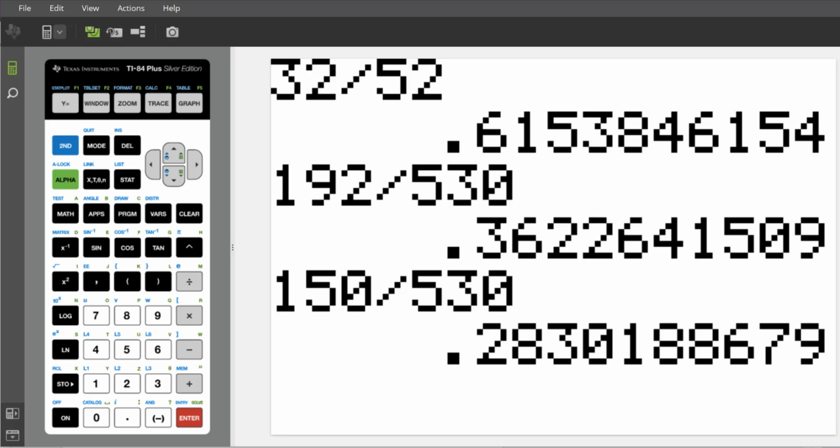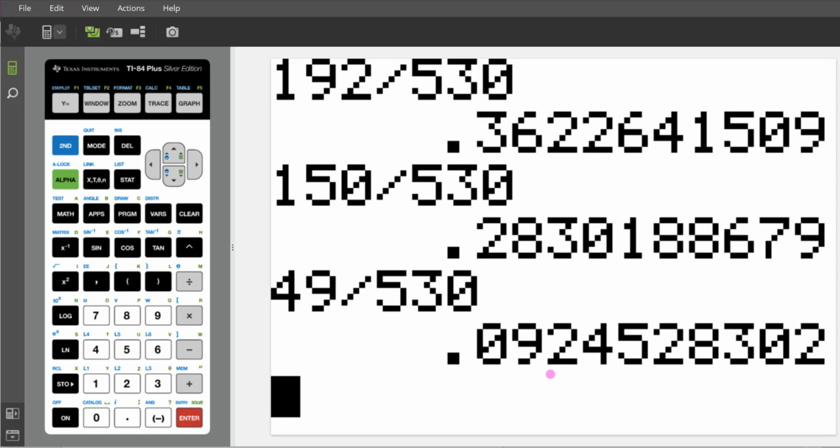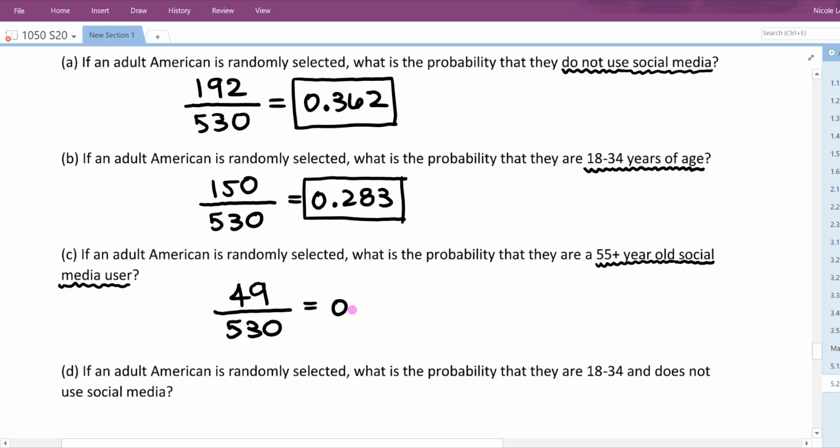Okay, so then dividing those two to get our decimal answer. So again, rounding to the third decimal place, since a 4 comes after, the 2 will just stay. So we're getting a probability of 0.092. So only about 9% of people from our survey are 55 plus and using social media.